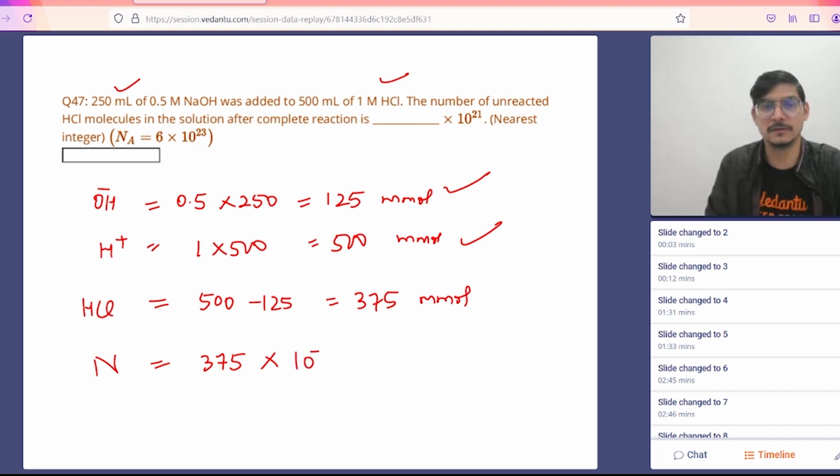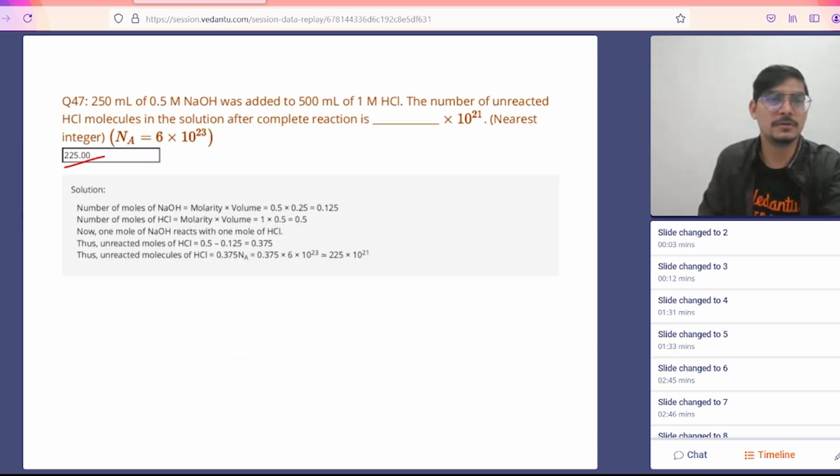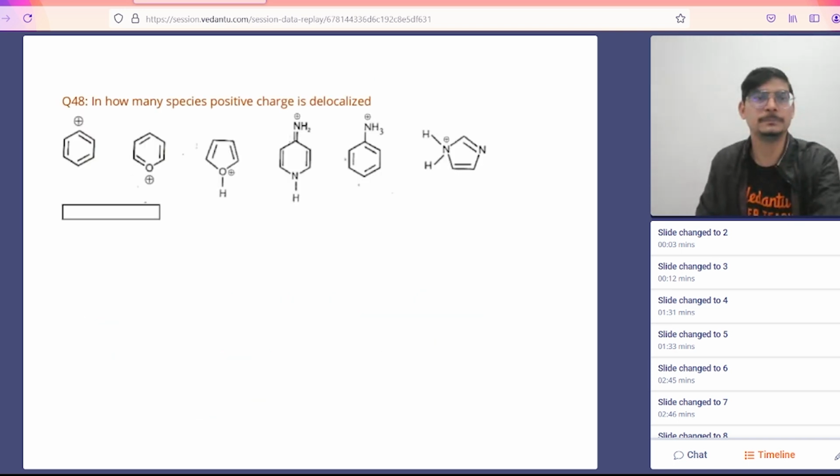Remove the milli factor, that would be 10 to the minus 3, and remove the mole factor, that would be 6 into 10 to the power 23. So express this as 10 raised to the power 21. So you will get your answer. That should come out to be 225. So that is your correct answer, 225.